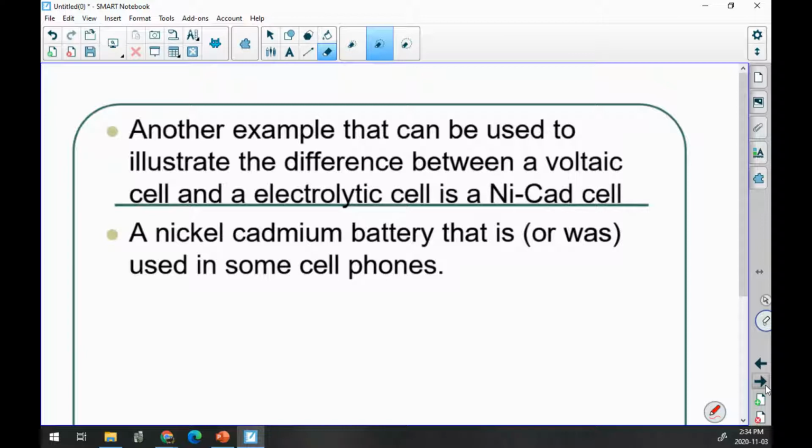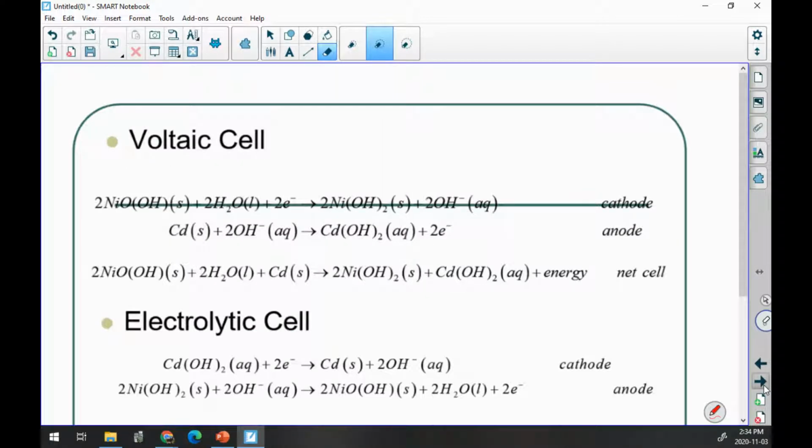Okay, NiCad battery. I really should update this to a lithium ion or lithium polymer battery. Nickel cadmium battery. I don't know if you ever saw your parents with a big old phone about like that. 95, 96 is about the time it was coming out. The huge batteries. But as a battery, this is the order that it happens. The cathode is the nickel, or this one with water, and the cadmium is the anode.